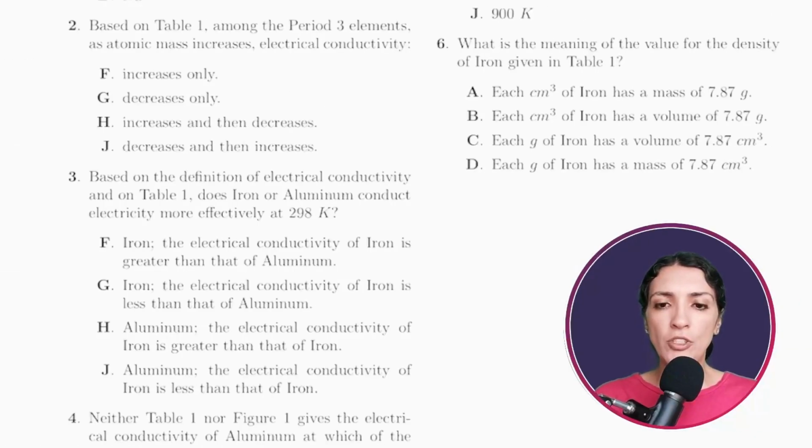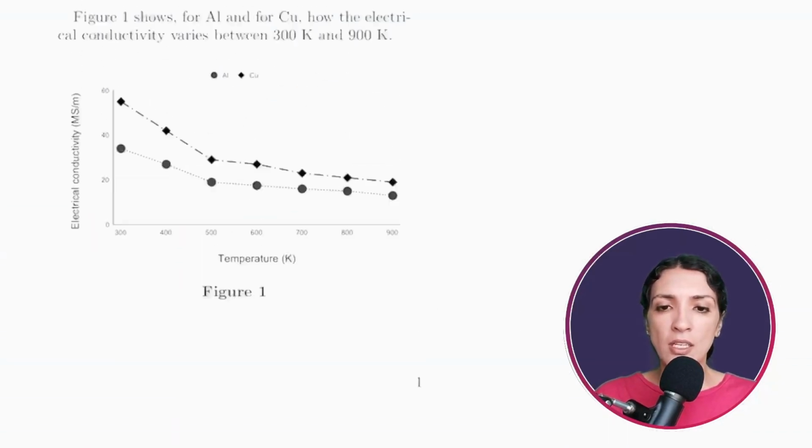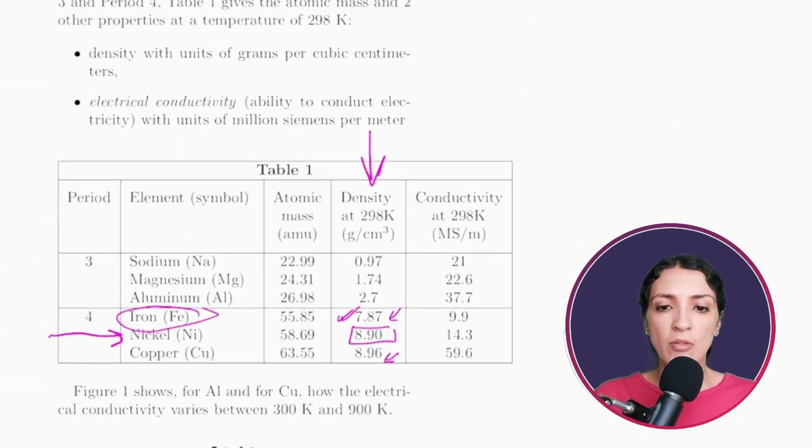Now for question 2, we're told to look at table 1 among period 3 elements. So the period 3 elements would be the who and the why. This time we're looking at the trend. As atomic mass increases, what happens to electrical conductivity? So table 1, period 3. Let's look at table 1.